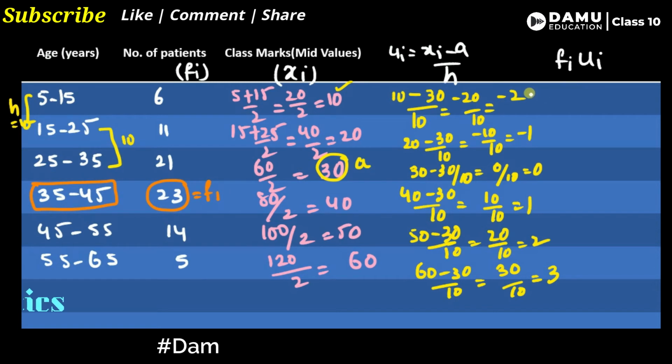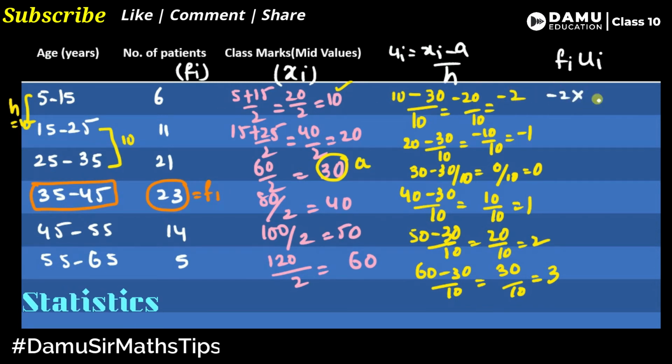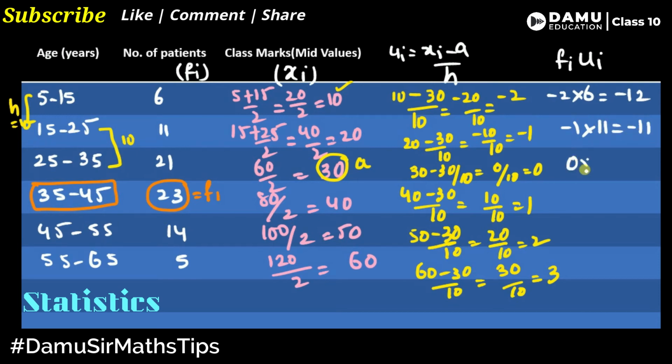So you have fi ui. The ui values we have calculated: minus 2 into 6, the difference is minus, so it is multiplication, that gives minus 12. Minus 1 into the frequency value 11, minus 11. Then 0 into 21, 0. Then 1 into 23, what value? 23. Then 2 into 14, 28. Then 3 into 5, that is 15.